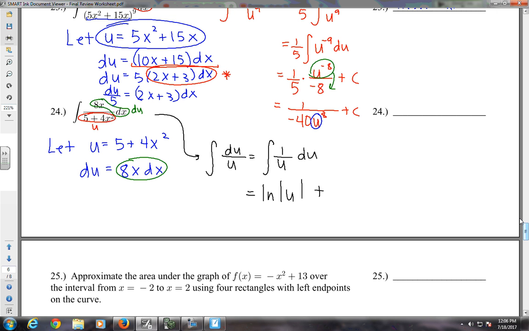Okay? Again, check this going backwards. If I were to differentiate natural log of u, I would end up with 1 over u. To finish the problem, I'm going to replace the u with its original substitution statement here, and we end up with natural log absolute value of 5 plus 4x squared plus c.